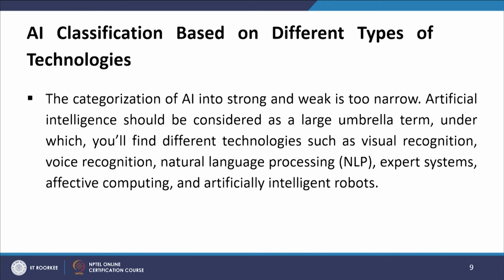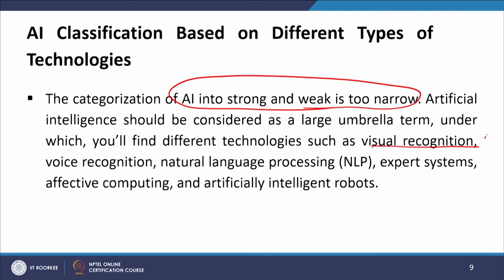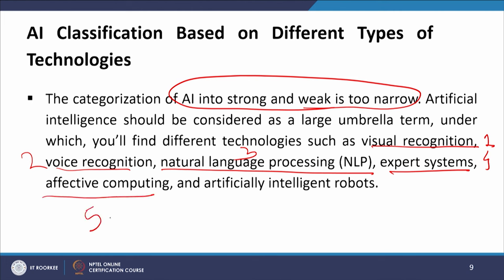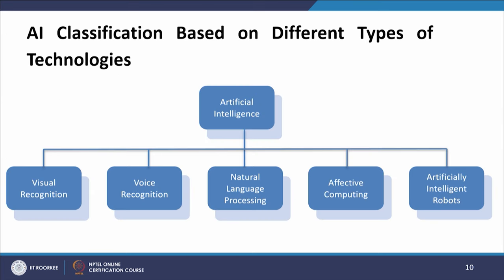So now we will look at the AI classification that is based on different types of technologies. The categorization of AI into strong and weak AI is too narrow. Artificial intelligence should be considered as a large umbrella term under which you will find different technologies such as, one, visual recognition, two, voice recognition, three, natural language processing, that is NLP, fourth is the expert system, fifth is affective computing, and sixth, artificially intelligent robots. So these are the different technologies, the set of technologies that we are talking about, 1, 2, 3, 4, 5, 6. This is how they are shown diagrammatically.